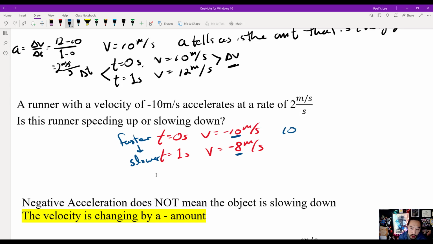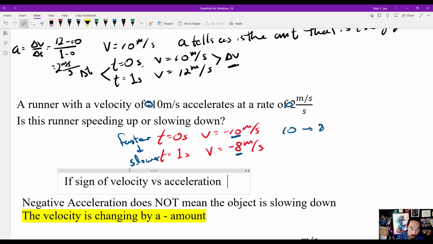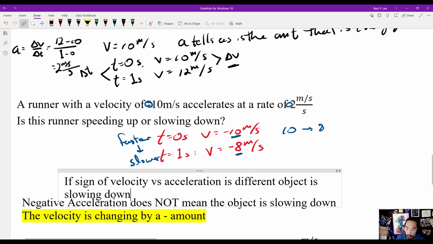We went from 10 to 8. All right, and so this here shows us that if the sign of the velocity and the sign of the acceleration are different, we are slowing down. And you know what? That's so important. I'm actually going to jot that down here. If the sign of velocity versus acceleration is different, the object is slowing down. All right.